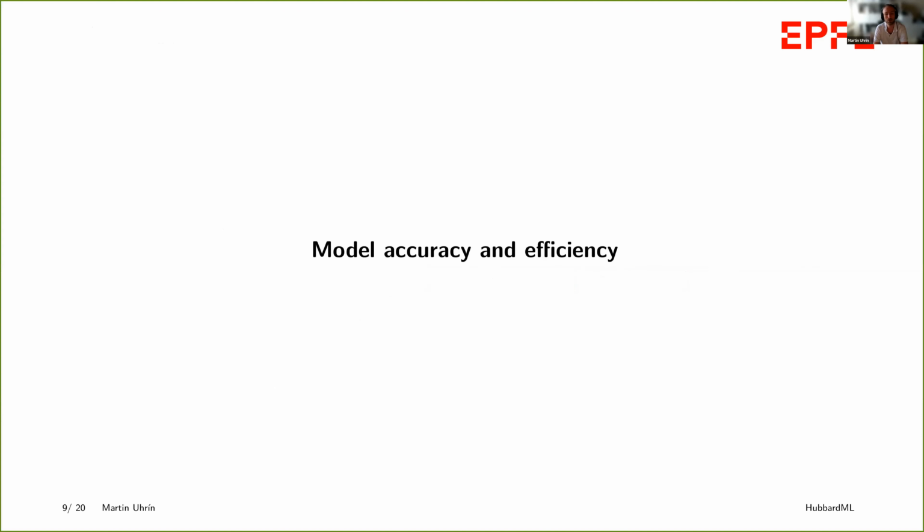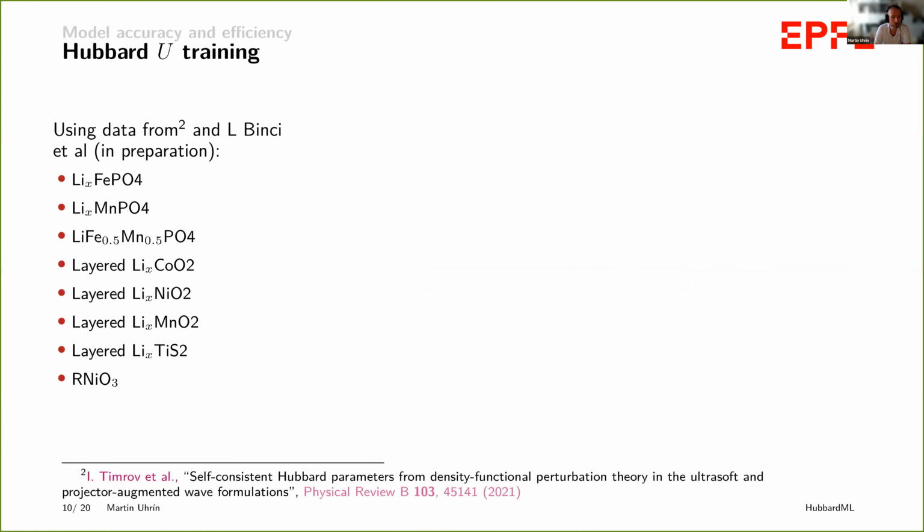Okay, so let's have a look at how well this performs in terms of both accuracy and data efficiency. So how little data can we feed it? The training set I'm using is a bunch of the olivines work from Uhrin. I also have some rare earth nickelates from the Kabinchi, and also some layered spinels from Uhrin. So we have a modest amount of data.